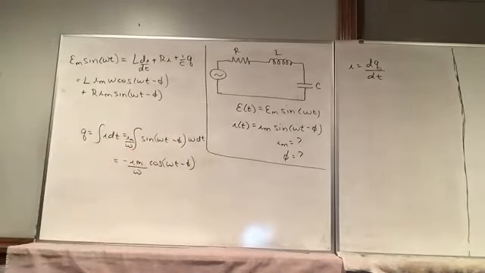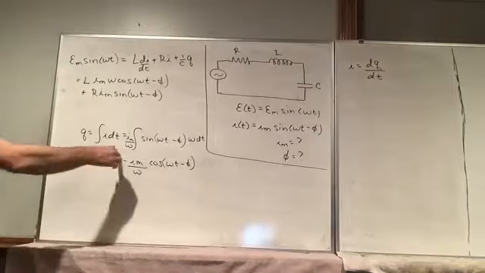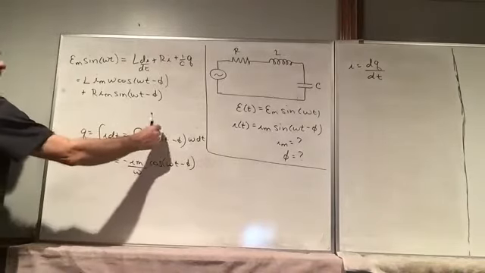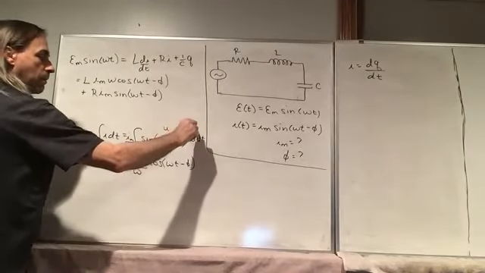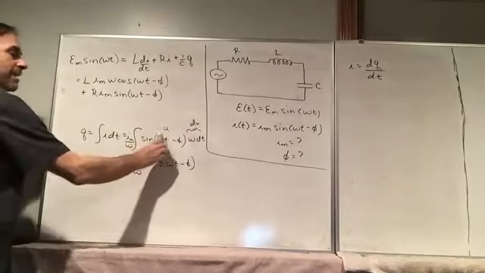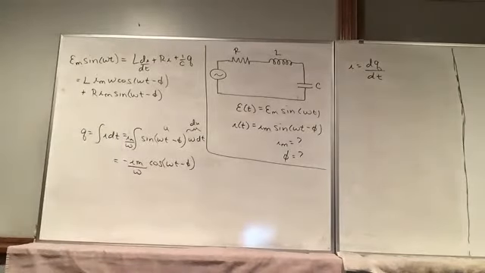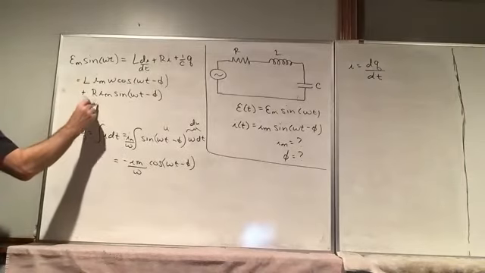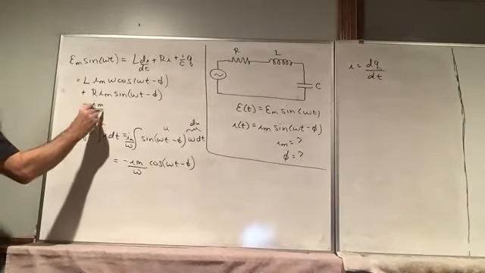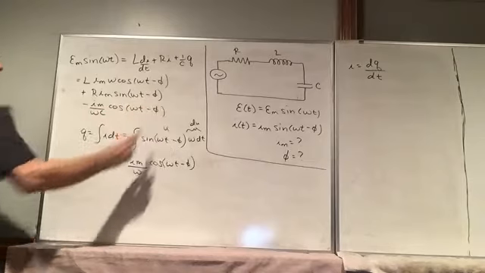And so in order to make a U-substitution, we multiply and divide by omega. If you multiply and divide by the same thing, you're not changing it. And now we can make a simple U-substitution. U is omega t minus phi. Then this part becomes du. So we have sine of u du, which is minus cosine of u. Then we just plug that u back in. So we have 1 over C times q, so that'd be minus I_m over omega C times cosine(omega t minus phi).